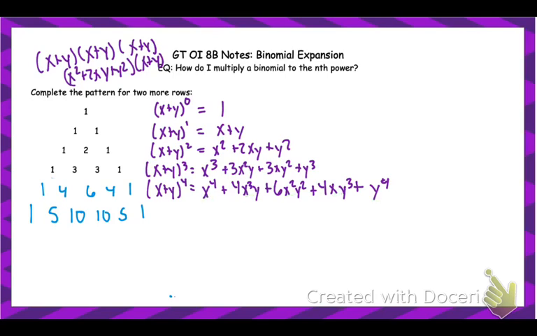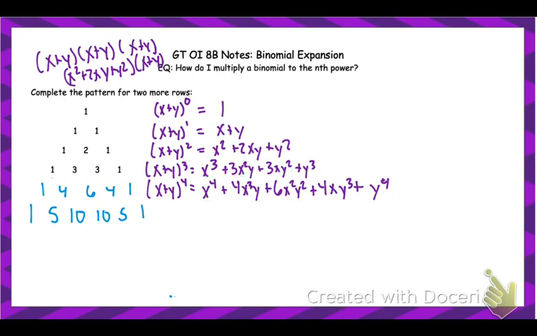Then let's look at our y. Look at the y term and how those exponents keep getting bigger. 0 y's, y to the first. 0 y's, y to the first, y squared. 0 y's, y to the first, squared, cubed. 0 y's, y to the first, squared, cubed, to the fourth. So the y exponent keeps getting bigger.